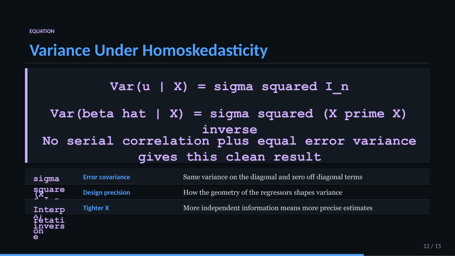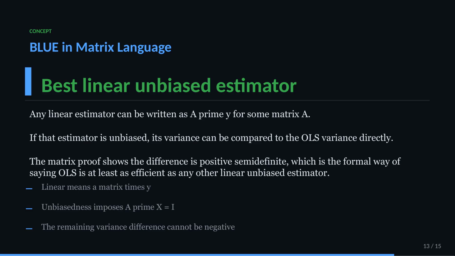The BLUE result also looks cleaner in matrix language. Any linear estimator can be written as A prime y for some matrix A. If that estimator is unbiased, then A prime X has to equal the identity matrix. From there, we compare its variance to the variance of OLS. The difference can be written in a form that is positive semi-definite. That sounds technical, but the intuition is simple. OLS is squeezing as much precision as possible out of the data while remaining linear and unbiased. So no other linear unbiased estimator can beat it on variance.